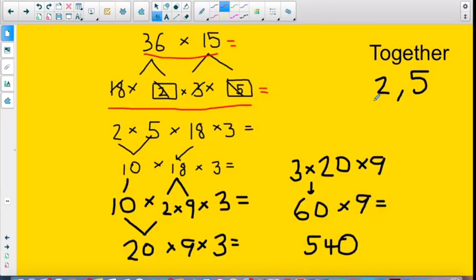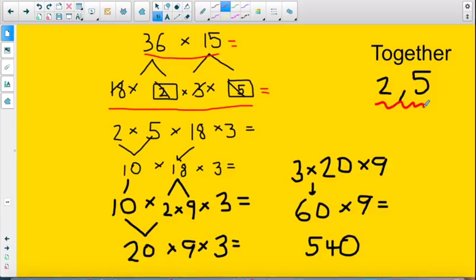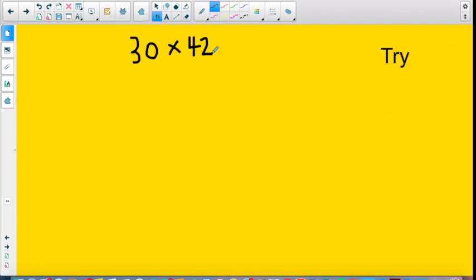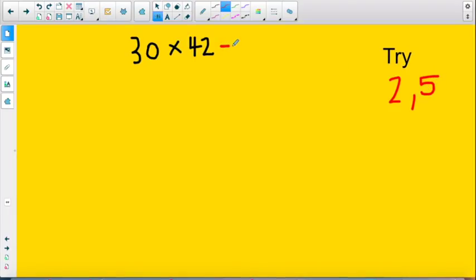And remember, guys, as much as possible, it's about getting this magic 2 and the magic 5. They're the friendliest factors you're going to get. You're going to have a go all by yourself. How about 30 times 42? Go on, have a go. Pause me, see if you can break it down into some friendly factors, like 2 and 5. That's a good start. And see how you go. See if you can get the answer. Alright, pause me and have a go all by yourself.